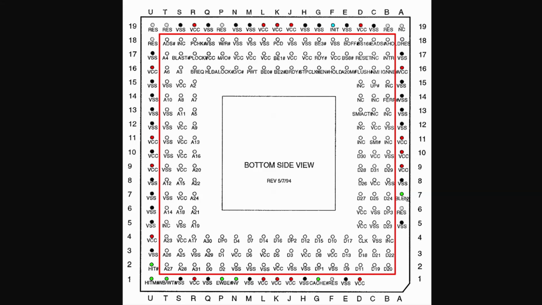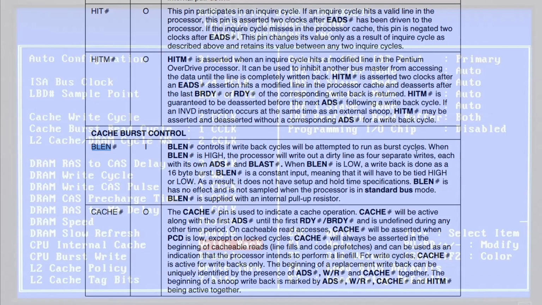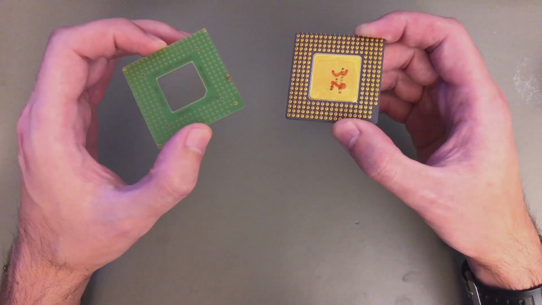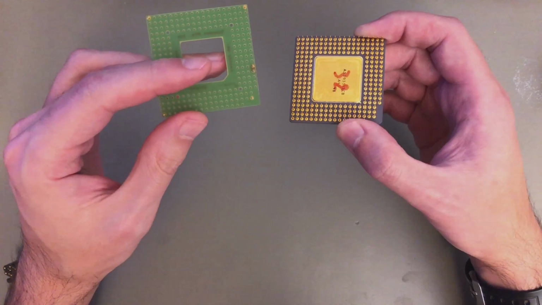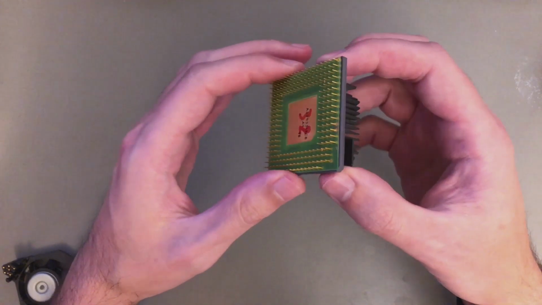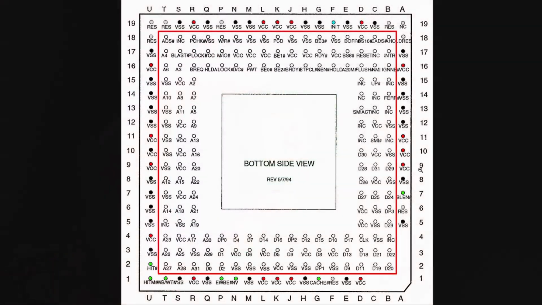Then another interesting pin is this BLEN. According to the datasheet, this controls if the write-back cycles will attempt to run as burst cycles. To my understanding, this is similar, if not the same, as this CPU burst right here in the BIOS. The reason I'm discussing this now is because some of my CPUs came with this little interposer. It was placed on the pins of the CPU. It has a nice fit, but the only thing it does is short these two pins. This is basically enabling the BLEN pin by connecting it to ground.